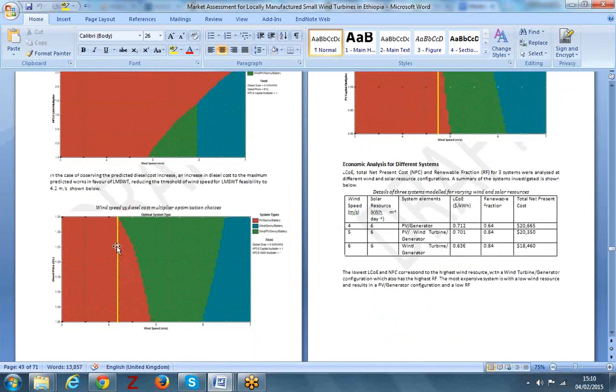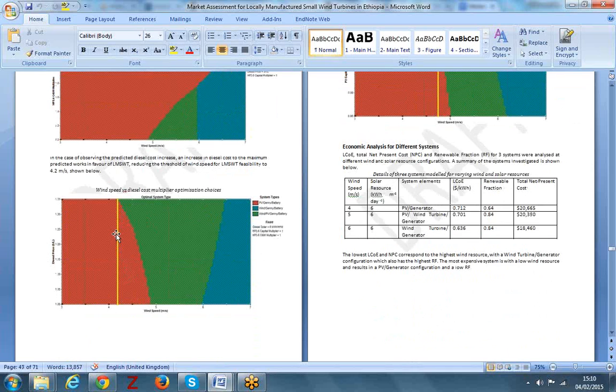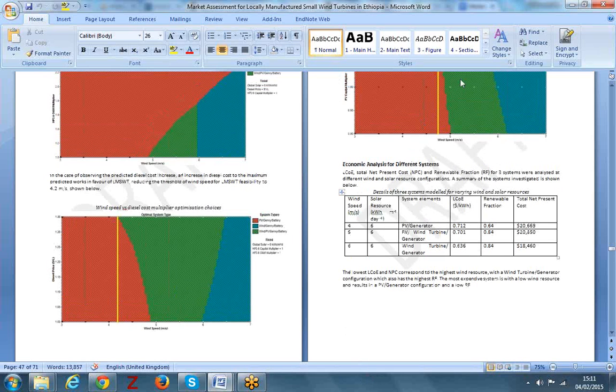So the final one is the diesel price, and if the diesel price increases, wind becomes more favourable basically, and the cutoff for wind speed goes from 5.5 down to 4.5. So it's interesting to predict what happens if the diesel price increases, which I suppose is likely to do in the next few years, and how that affects the viability of the wind.